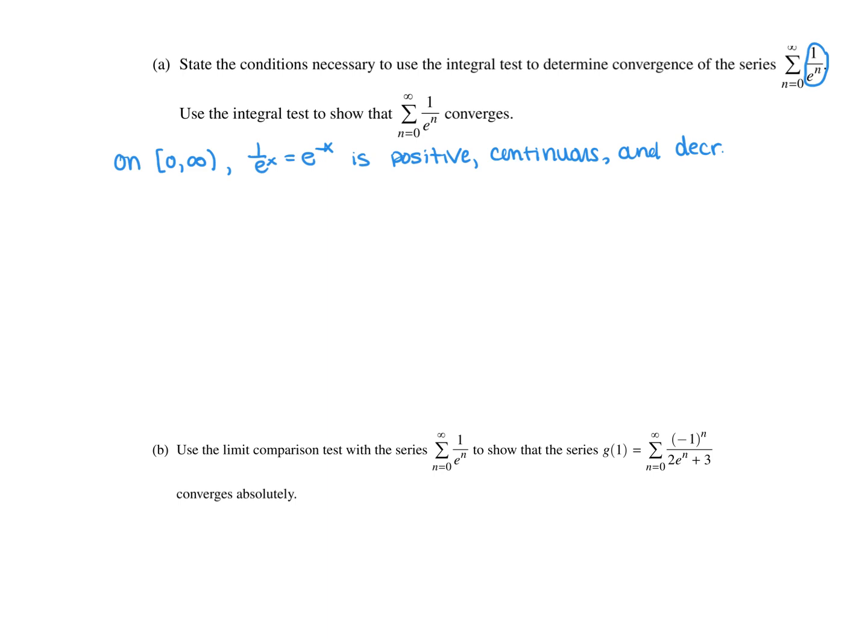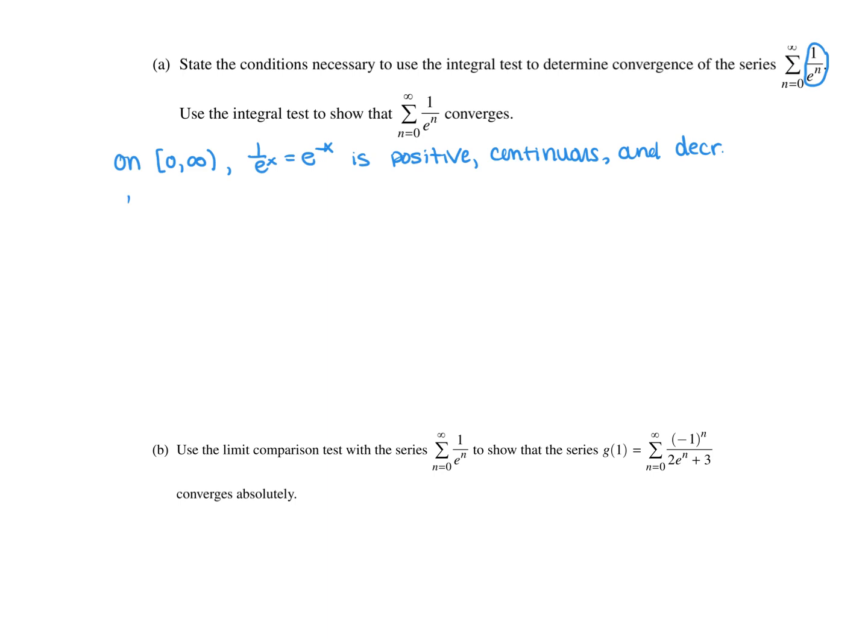Okay, do we believe it's positive? Yes, for x equals 0 and above, e to the x is positive, so therefore 1 over e to the x is positive. E to the x is an increasing function, so 1 over e to the x would be decreasing. And it's continuous because e to the x is never equal to 0, and that's the only thing that would cause a domain issue. So we know we can use the integral test.